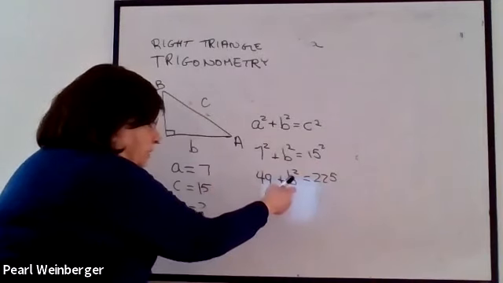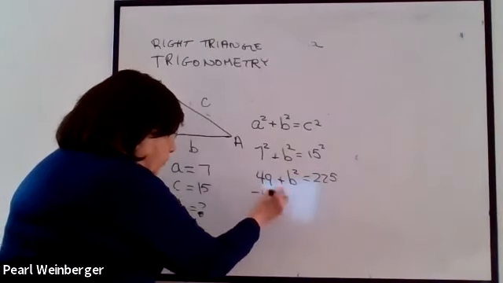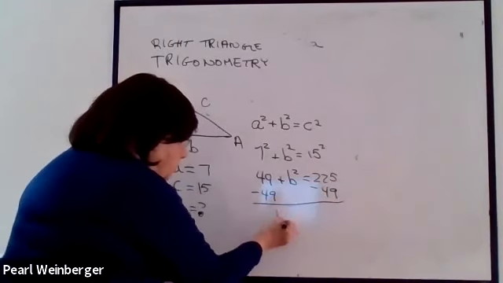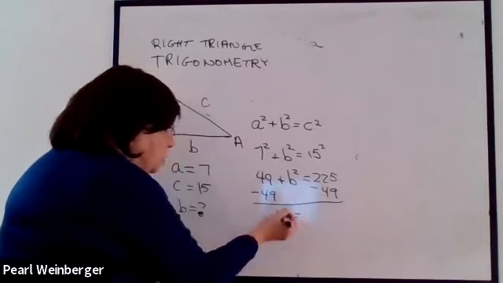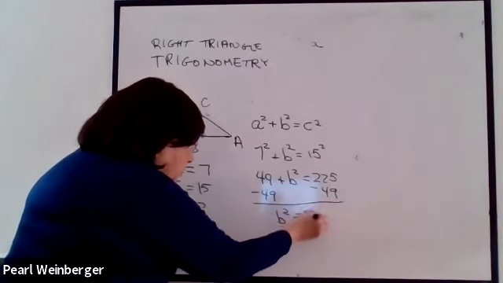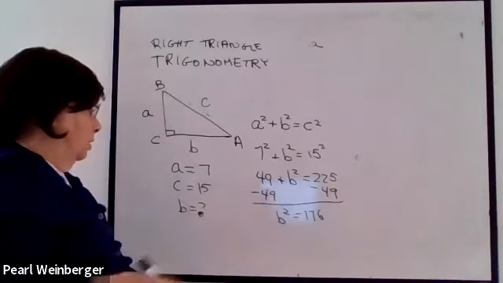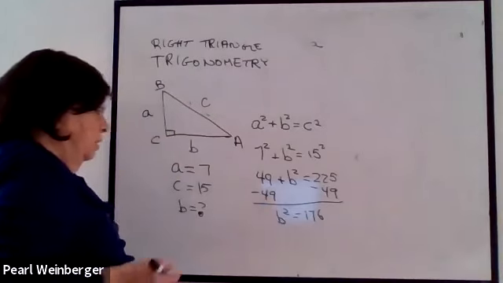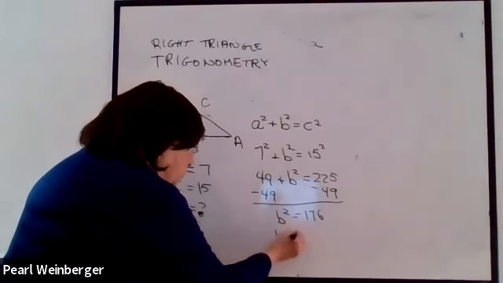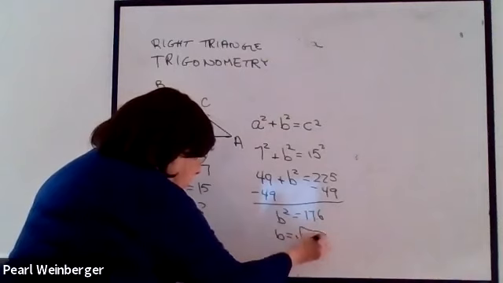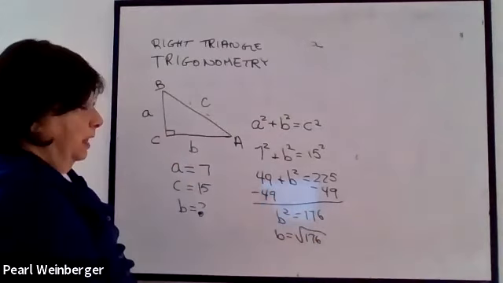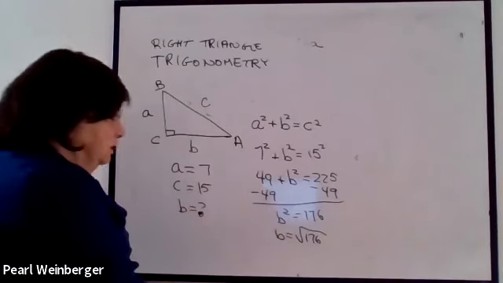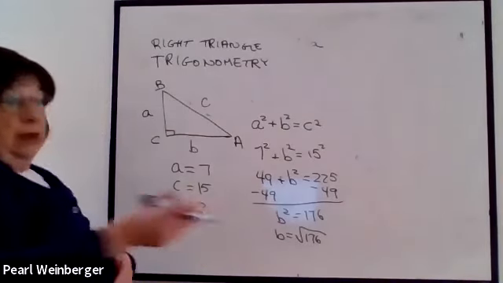And to find out what B squared is, I'm going to subtract 49 from both sides, which will give me B squared equals 176. And B would have to be the square root of 176. Actually, in this case, 176 is not a perfect square. You could try it on your calculator.